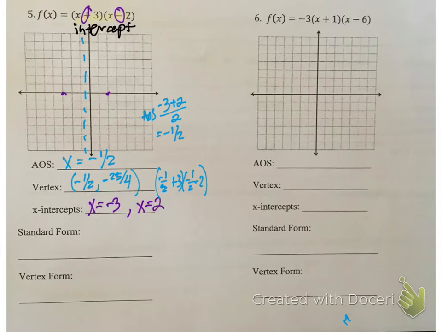So to graph that, I just kind of went down to 1, 2, 3, 4, 5. About here. I'm going to call this good. And then I'm going to connect my dots.